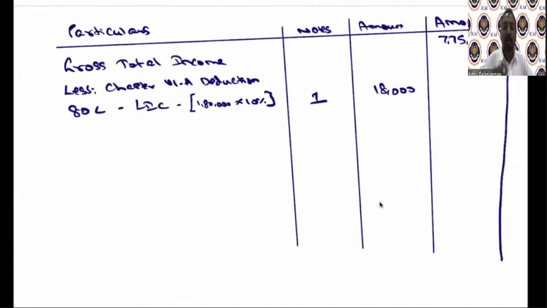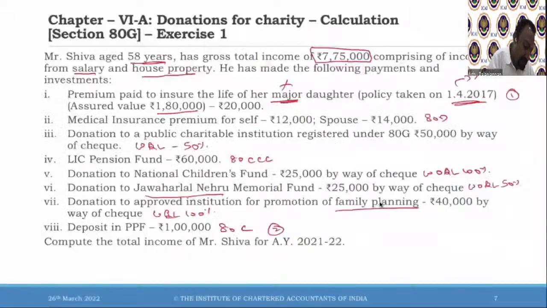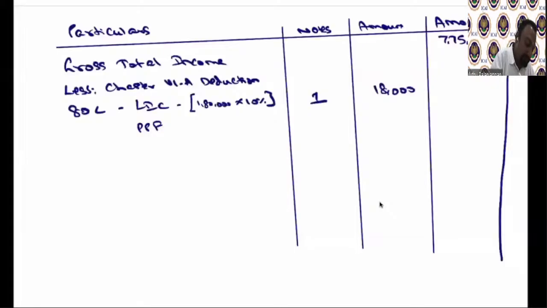So you can say the premium paid for daughter after 1st April 2013 is eligible up to 10% of the sum assured. So it is 1,80,000 into 10%. So the premium is restricted to 18,000. And then I have PPF. That is also given in 80C, that is 1 lakh. You need not write anything for this. So the 80C total is 1,80,000... then you have 80CCC.